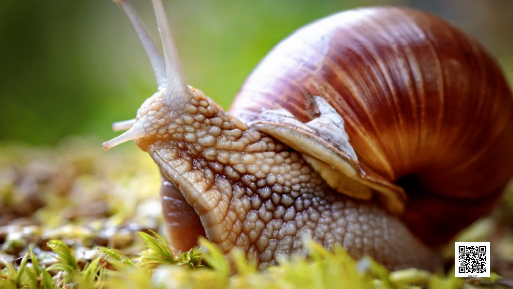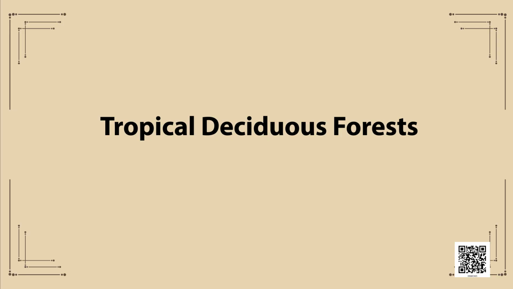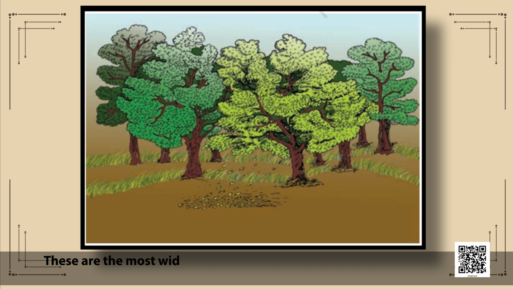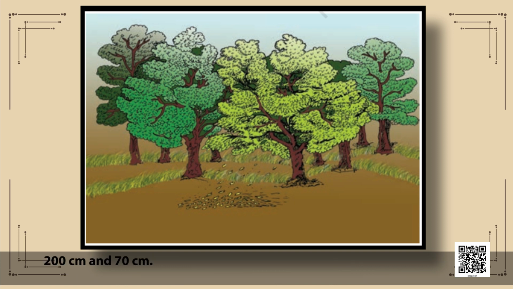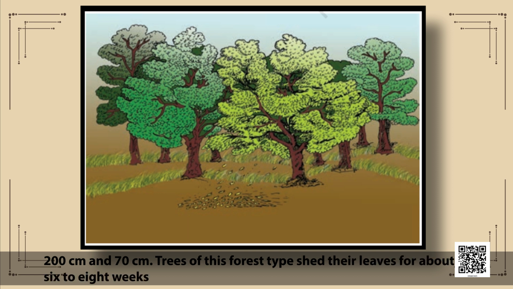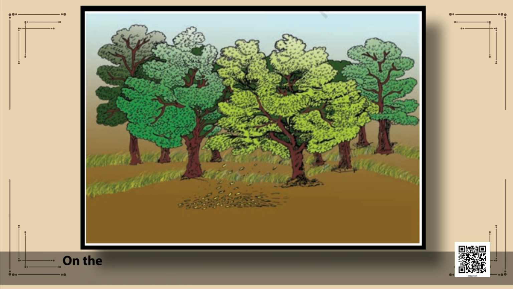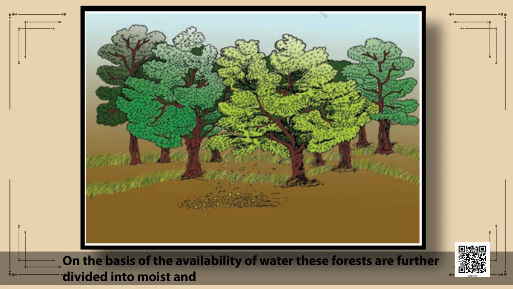Now let's talk about tropical deciduous forests. These are the most widespread forests of India. They are also called the monsoon forests and spread over the region receiving rainfall between 200 cm and 70 cm. Trees of this forest type shed their leaves for about 6 to 8 weeks in dry summer. On the basis of the availability of water, these forests are further divided into moist and dry deciduous.